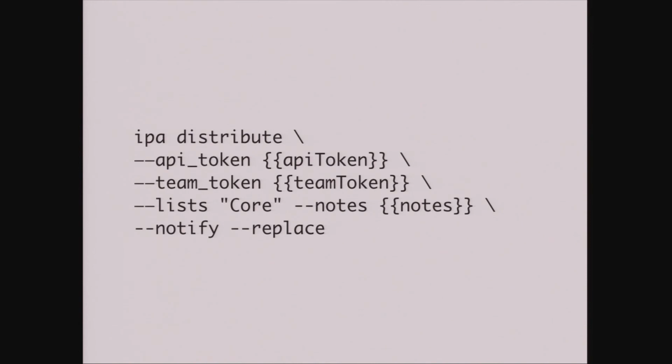And then once we have that IPA, we run this command, distribute. What this does is it takes in the API keys that you have configured for TestFlight, the distribution list that you want to notify, and the release notes for that. Then it'll take that IPA, upload it to TestFlight, and notify everybody on your team that there's a new build. We use this all the time. This is pretty useful, and this is provided by Shenzhen as well.